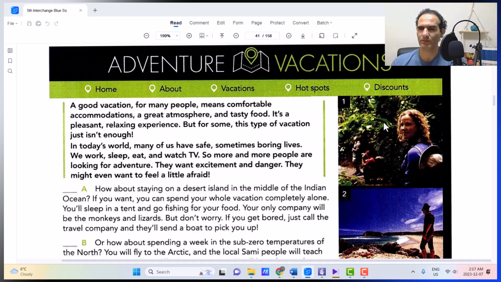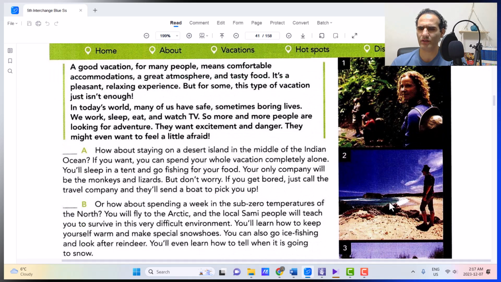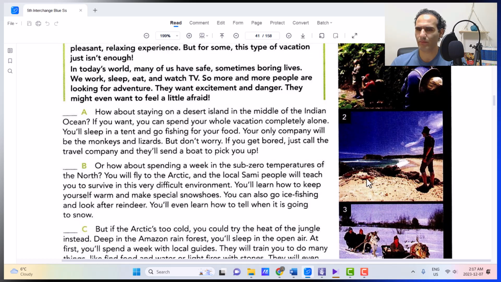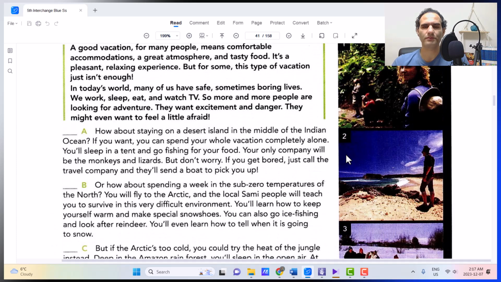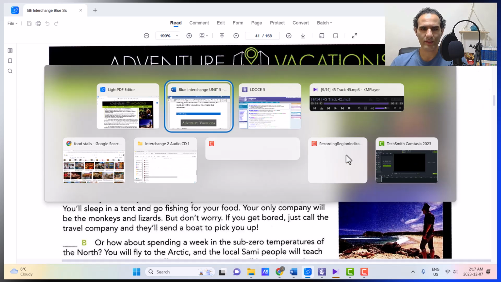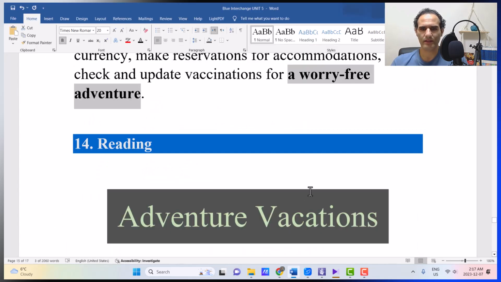This one seems to be in dense jungles. This one may be in desert coming to the sea. I don't know. And this one looks like the Arctic area, North Pole. Okay, so let's read and see what it is.